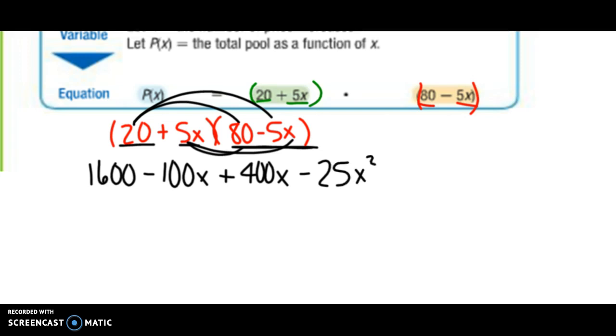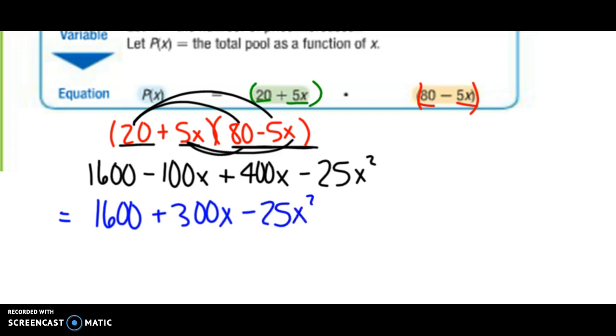So what's my total equation? 1600 plus 300x minus 25x squared. Now, it kind of looks like a big mess right now. But essentially, what that's saying is that this right here is the equation that will find the total number of people and the total profit based on the number of people and the entrance fee.